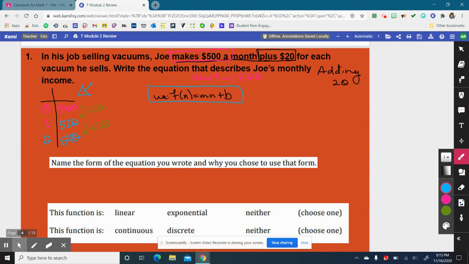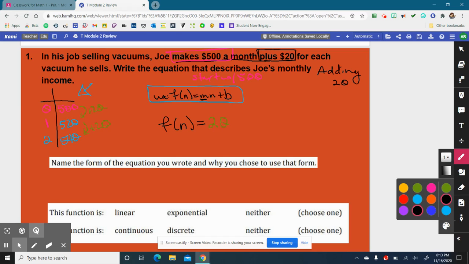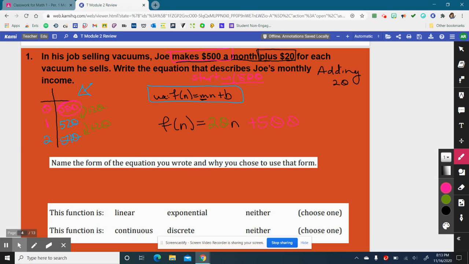Looking at this equation now that we're speaking of it, it's going to be f of n is equal to, your m value is the amount that you add by every time he sells a vacuum. In this case, that's 20. N stays an n, that doesn't change. And then he starts with 500, so that's my b value.